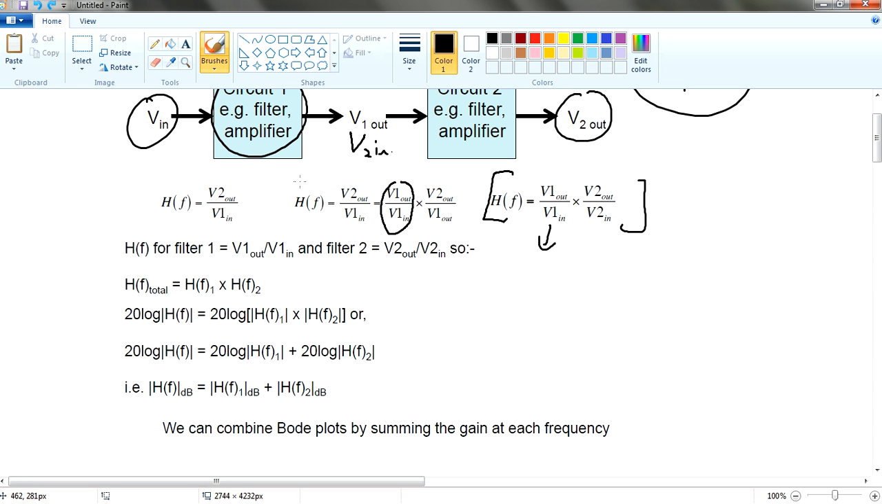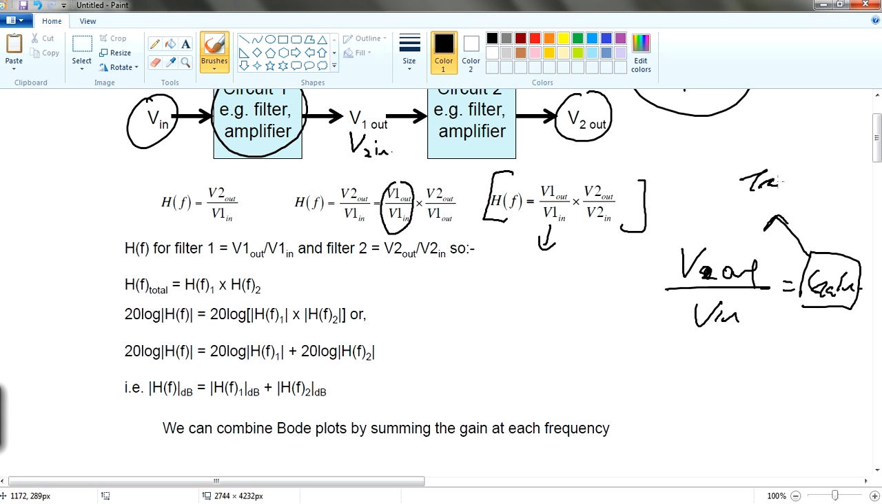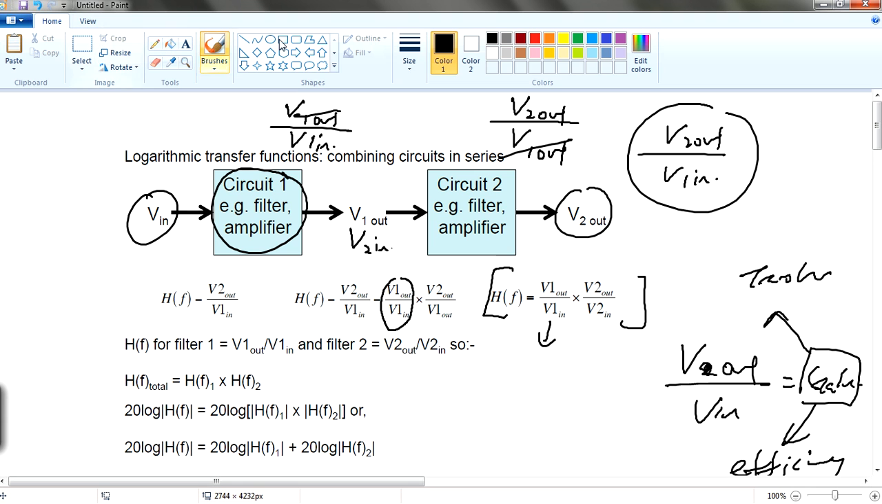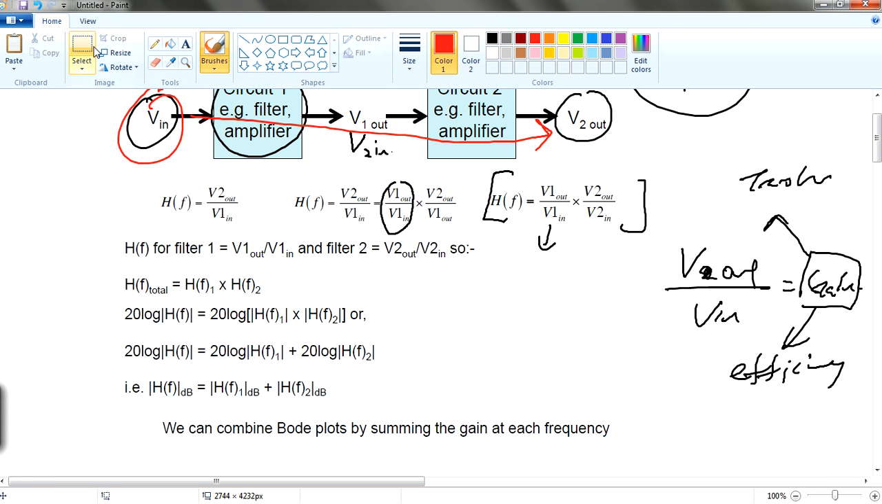ratio, right? Because you would also know that V out over V in is actually your gain. It can be your transfer function, or whatever you call it, efficiency value or whatever. So this V out over V in can also be gain. So we are actually calculating the gain from your V in all the way to your V out. This is exactly what it is talking about.